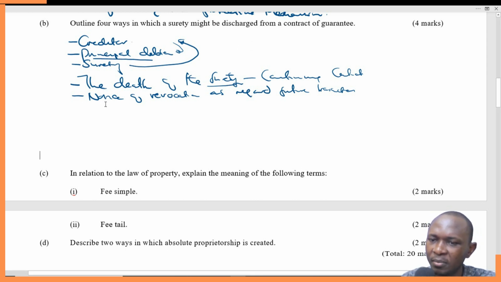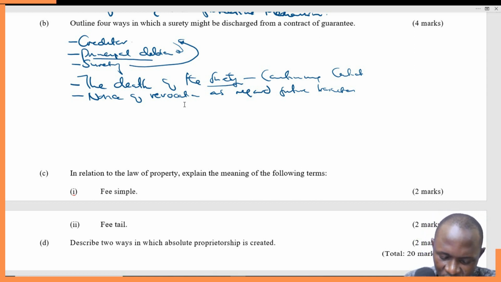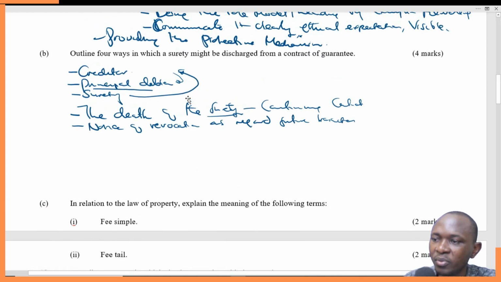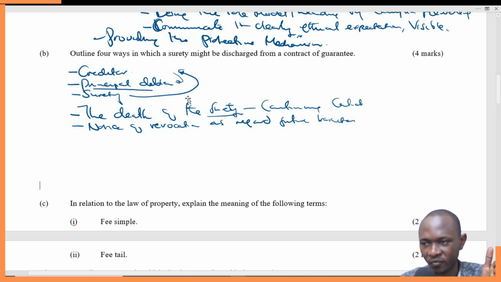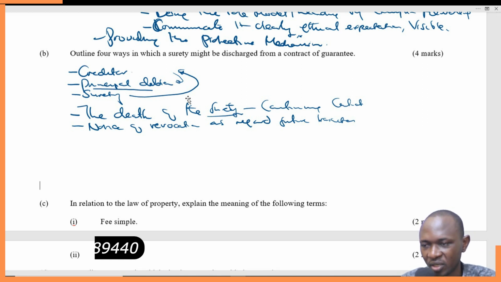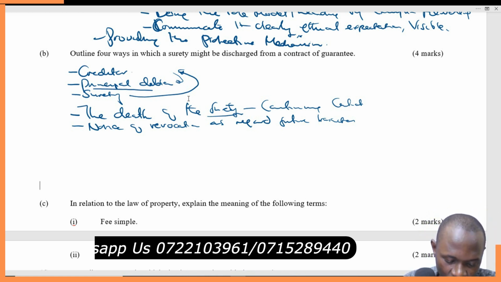in such cases the surety might put a notice of revocation as regards future transactions, and that way it simply means that he will not be liable for any future transactions between the principal debtor and the creditor. So he can pass a notice of revocation as regards future transactions, and that will discharge him from all contracts of guarantee that will be entered from the time he has passed the revocation going forward.